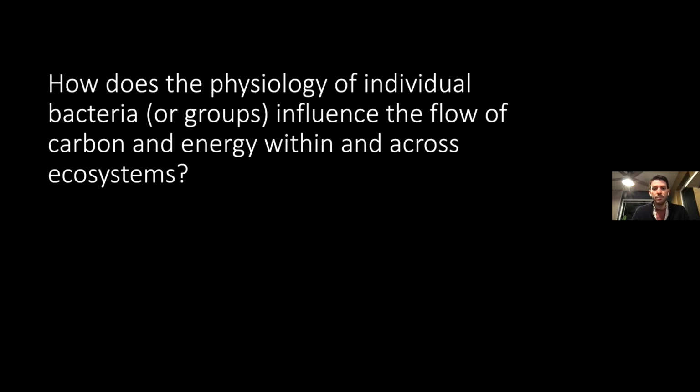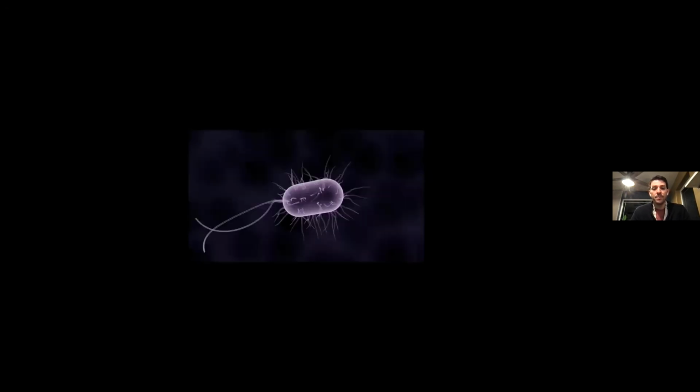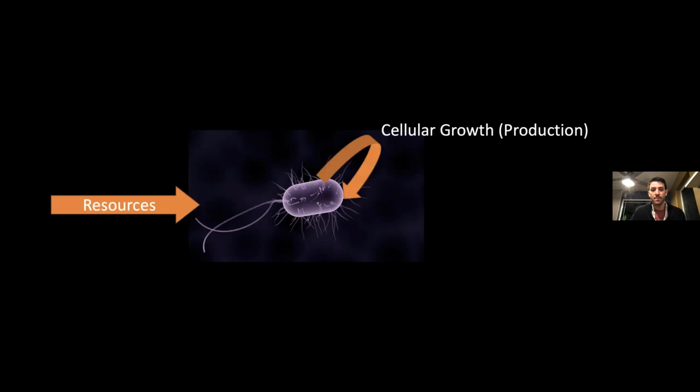So to do this, I often ask questions like, how does the physiology of individual bacteria or groups of bacteria influence the flow of carbon and energy within and across ecosystems? And so we can think back to this single cell and what it's doing and what its requirements are for growth and for survival. We can think about this at the metabolic level. We can also think about the interactions among organisms and how they're competing for resources and how their environmental context all influences this.